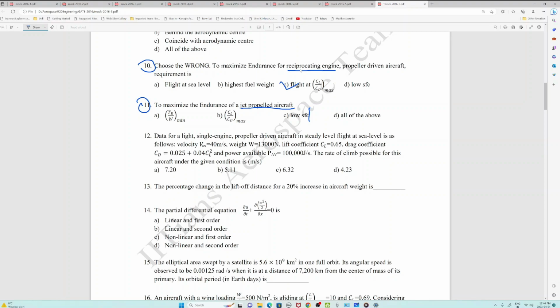See, the low SFC, minimum SFC is okay. Flight at sea level and highest fuel weight. Obviously, if you are carrying more weight, then obviously you can maximize that. And obviously, at sea level, the propeller engines give the maximum fuel efficiency. Is it okay, guys? So by this way, we can answer the question.